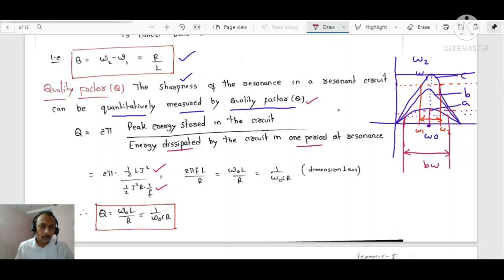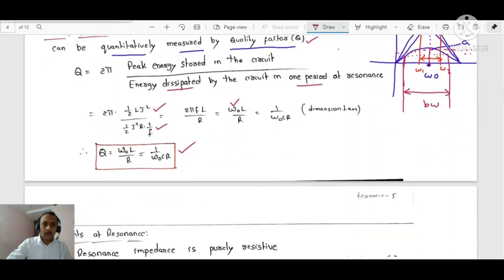2 pi f L by R. But what is 2 pi f L? 2 pi f is nothing but, at resonance, omega naught, so Q is omega naught L by R. If you observe, this quality factor is a dimensionless quantity because R is expressed in ohms and omega naught L is also expressed in ohms, right? Or in another manner, we can write it as 1 by omega naught C into R. Very, very important: the quality factor Q equals omega naught L by R. It is also the same as 1 divided by omega naught C R. Clear?